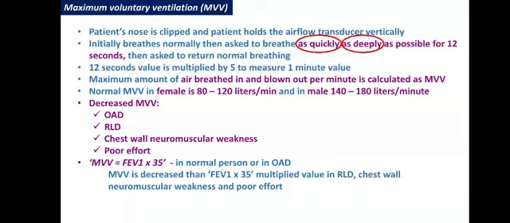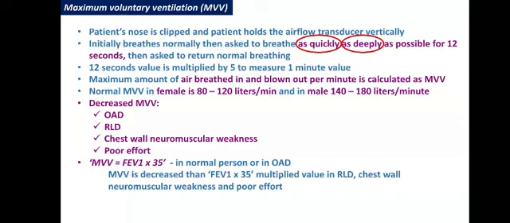Maximum voluntary ventilation: the patient's nose is clipped and the patient is asked to hold the airflow transducer vertically. Initially breathes normally, then is asked to breathe as quickly as possible for 12 seconds, then multiply it by 5, so we can get the 1 minute value. Maximum amount of air breathed in and blown out per minute is calculated as MVV. Normal MVV value in female is 80 to 120 liters per minute, in male 140 to 180 liters per minute.